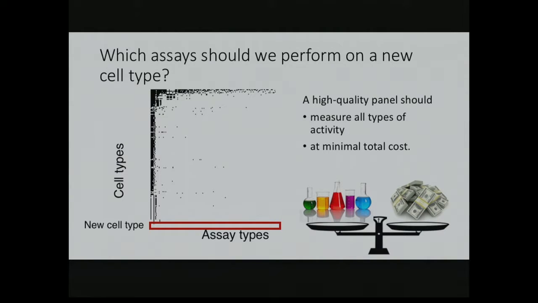So we'll think of it as a panel of assays with some cost associated with it, and we want to choose that panel so that it's the most informative. For the purposes of this talk, I'm going to assume that all the assays are equal cost. It would be straightforward to generalize to putting in the cost as a weighting factor.